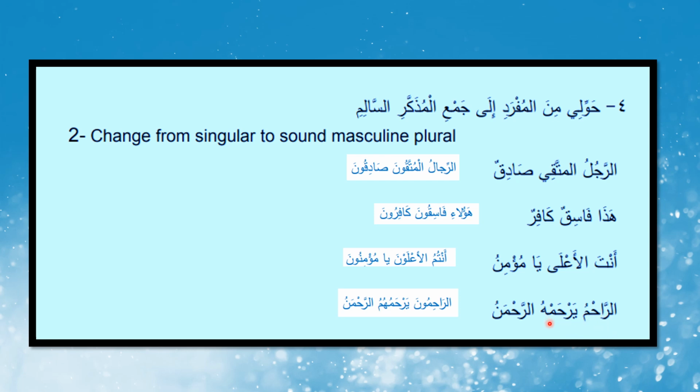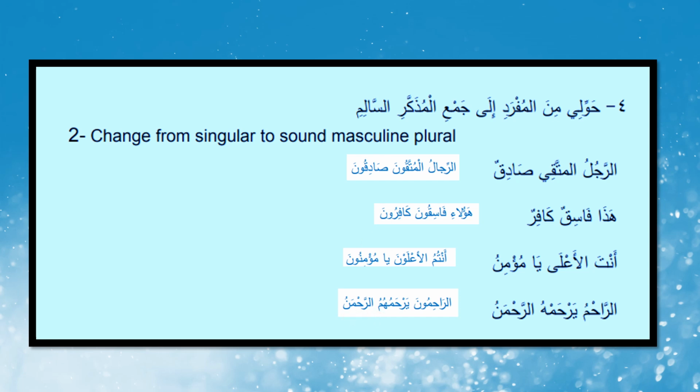Rahmu yarhamur rahimun. So ar-rahimun yarhamuhumur rahmanu. So here, ar-rahmu. Ar-rahimun is simple. It's changed into waw and noon because it's in marfu case. Yarhamhu is the verb. It's the present tense verb with the damir. Yarhamuhum. So the damir is changed, not the verb. The damir is changed from singular to plural, but the damir is in ghaib, so it will remain in the plural ghaib. Ar-Rahman.